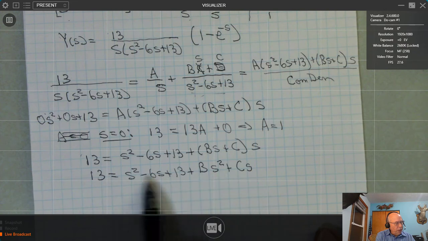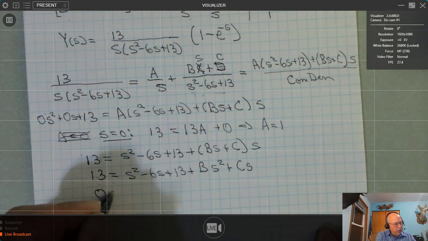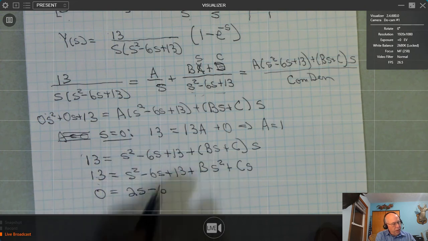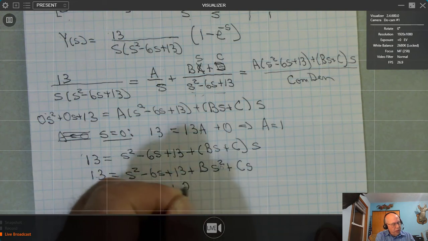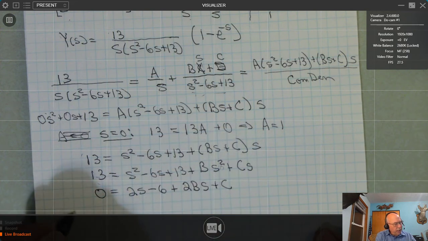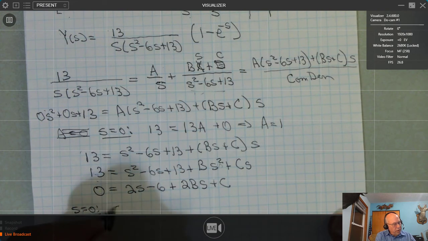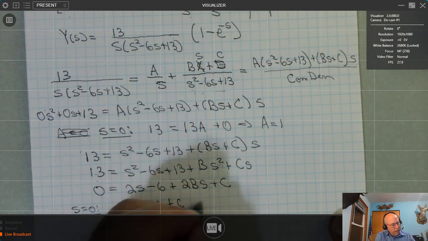Remember, this is one polynomial equal to another, so their derivatives are equal to each other. I'm going to take the derivative of both sides. 0 equals 2s minus 6. Derivative of 13 is 0. Taking the derivative here, I get 2s times b, 2bs plus c. Now, go ahead and set s equal to 0 in this derivative form, and I've got 0 on the left-hand side. That goes to 0. Minus 6 plus 0 plus c. Aha, c must be 6.